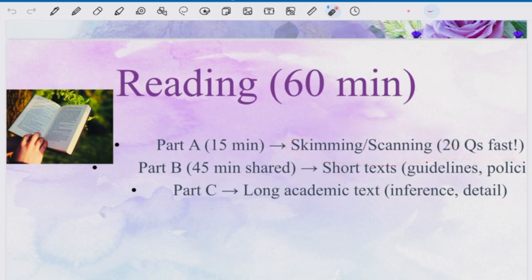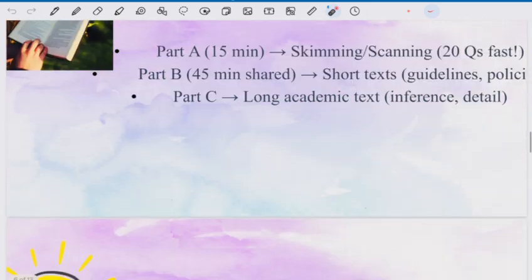Part B and C are done together. They're usually 45 minutes. Part B has short texts like hospital policies, guidelines, and then you have to attempt MCQs, right? Part C, they have longer academic articles where you need to understand meaning and inference, right?